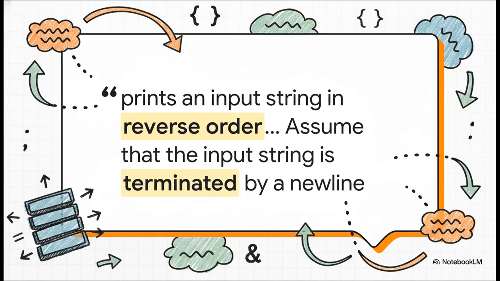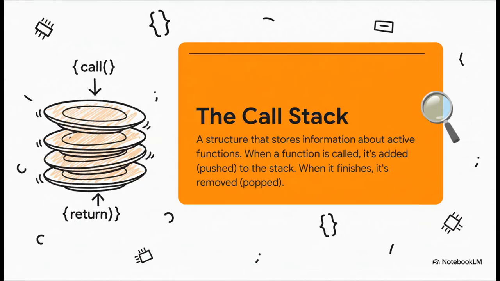So how in the world does it remember all the characters to print them backward? Well, the secret is something fundamental to how programs run. It's called the call stack. The best way to think of it is literally like a stack of plates. Every time a function gets called, a new plate is put on top with all its info. When that function is done, its plate is taken right off the top.